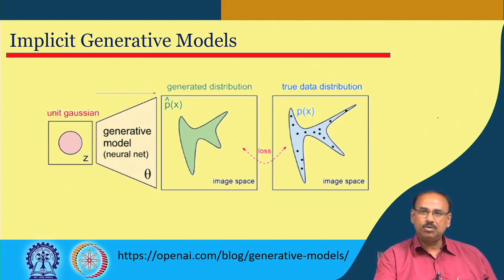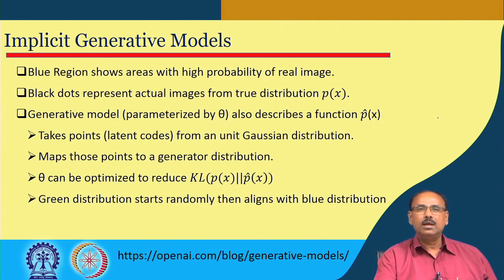P of x was the true distribution of the data, and p hat x is the distribution of the generated data. So, we want to minimize the KL divergence, and while minimizing that, you update the parameters of the generative model so that eventually your p hat x becomes similar to p of x.